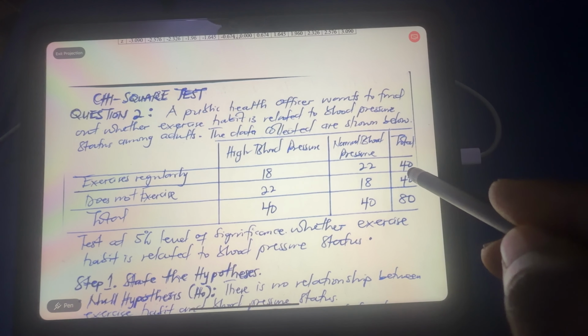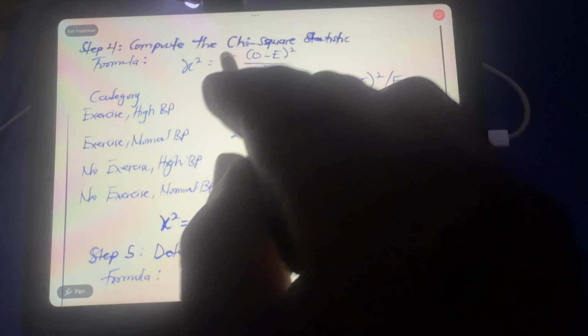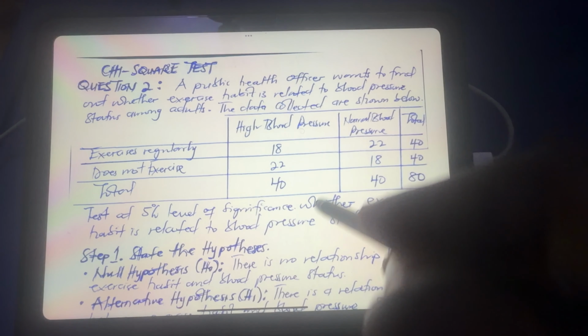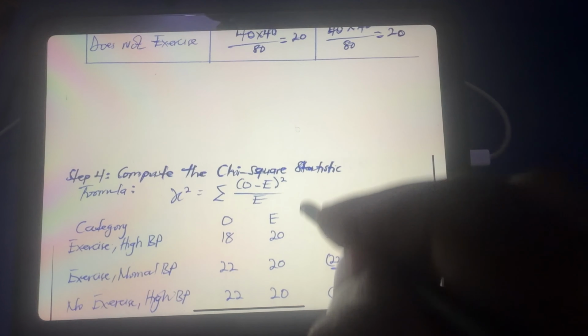We call this calculated chi-square. Calculated chi-square is equal to the summation of, in brackets, observed minus expected, close the bracket, all squared, all over expected. This symbol you are seeing over here, we call it calculated chi-square or computed chi-square. Now, you come and draw another table. On that table, we want to show the frequencies in the observed frequency table and the frequencies in the expected frequency table.